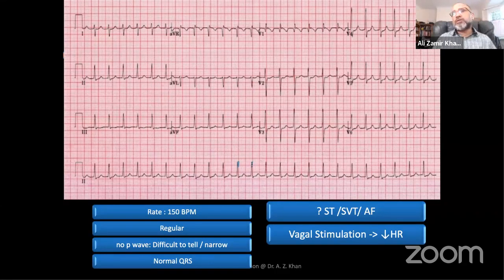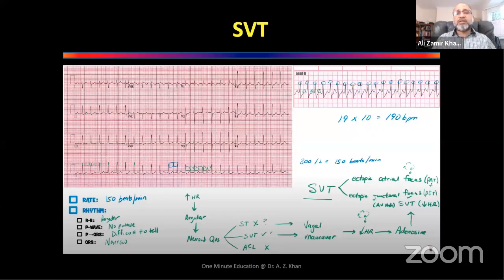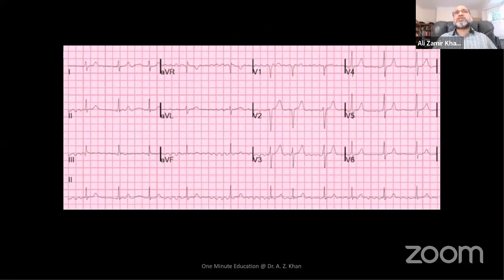When you stimulate the carotids and the heart rate goes down, you know you're dealing with an SVT. If it's a sinus tachycardia, then you have to give fluids to challenge the patient and bring down the sinus tachycardia. In addition to that, if the vagal stimulation is not working, then you give adenosine. If you give adenosine, then the heart rate comes down on the ECG. You know you are dealing with an SVT. So this was the analysis which I showed you yesterday.